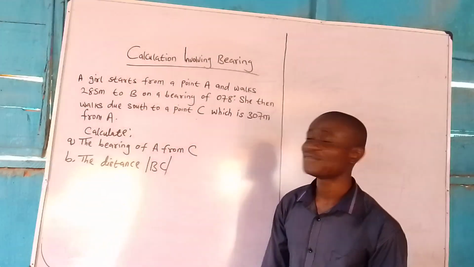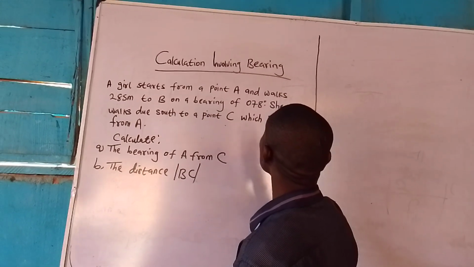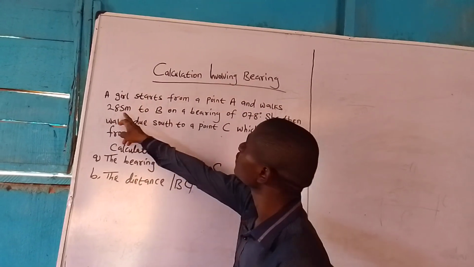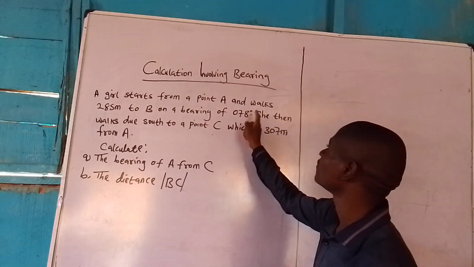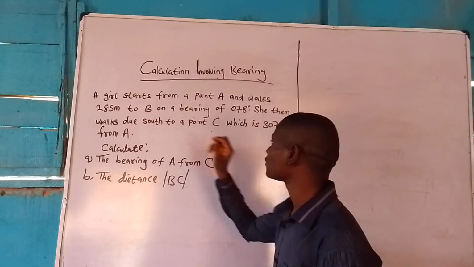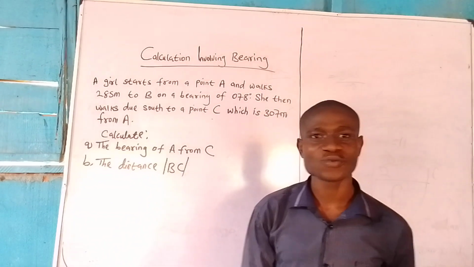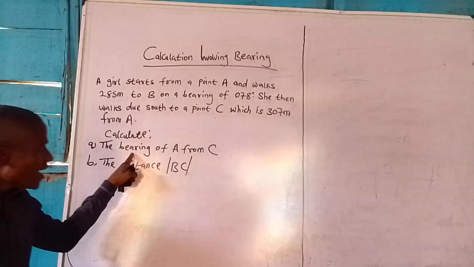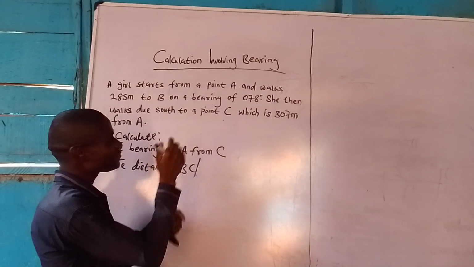So this question we have, it says what? A gear starts from point A and walks 285 meters to point B on a bearing of 78 degrees. She then walks due south to a point C, which is 307 meters from A. The question says you should calculate the bearing of A from C and the distance BC.